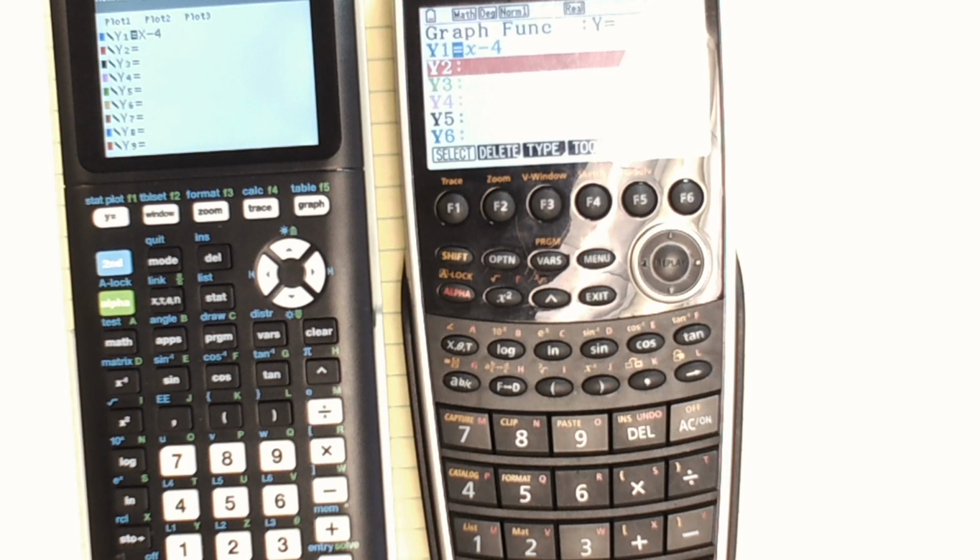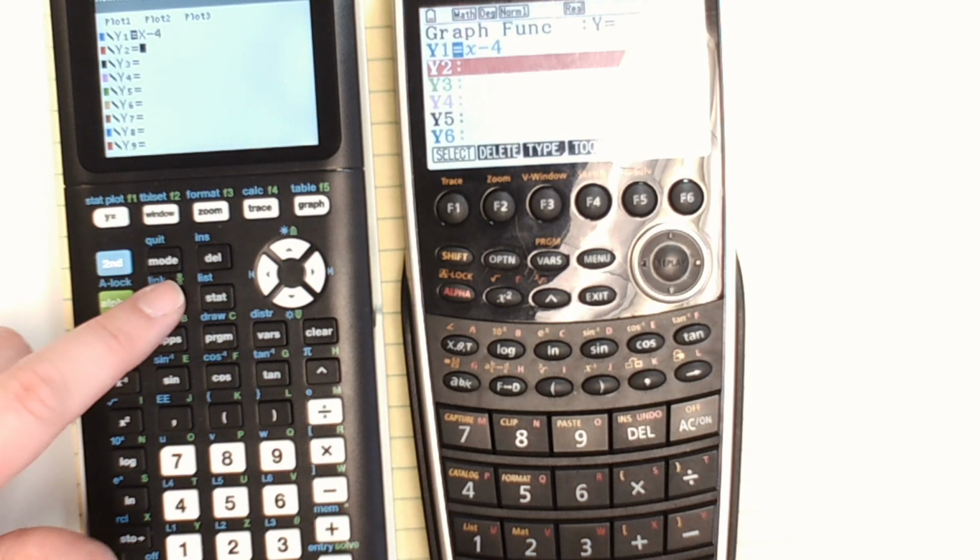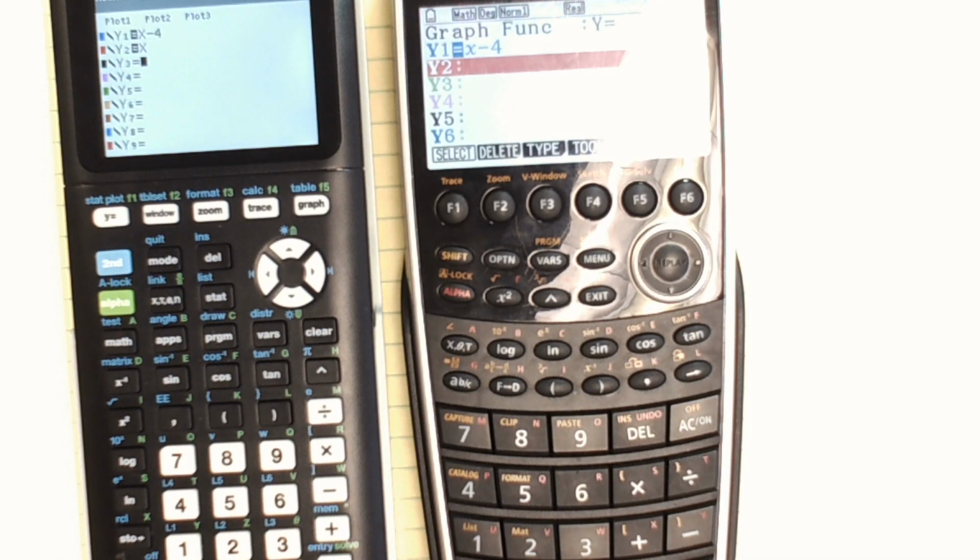We also want to graph the parent function. What's the parent function for linear again? Y equals what? X. So I also want to put that in here. I'm going to put that as Y2. And I'm going to click enter.